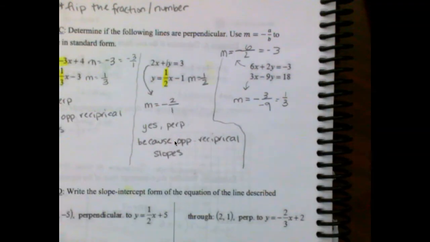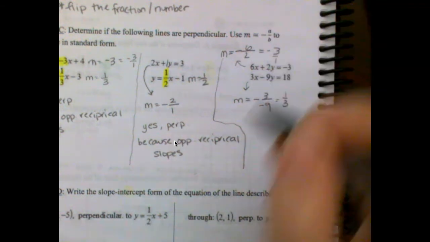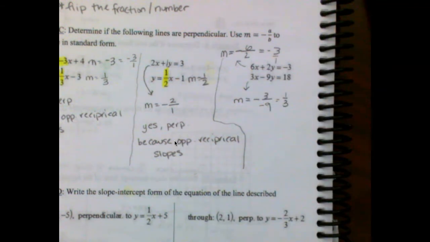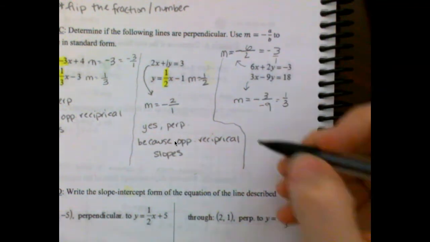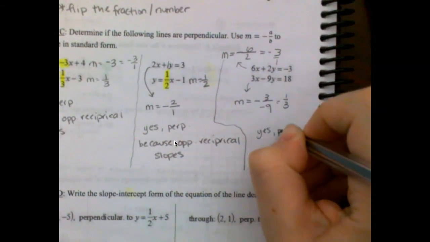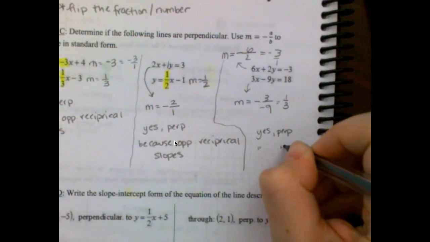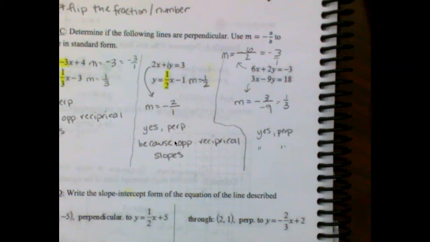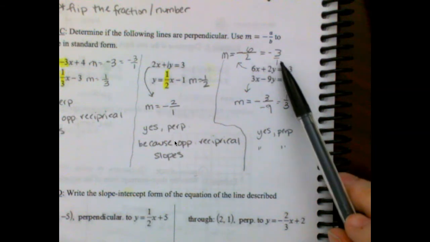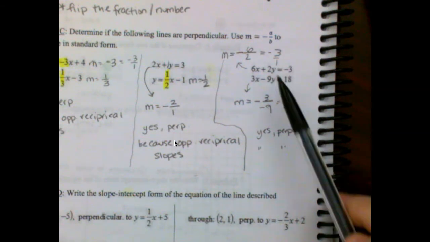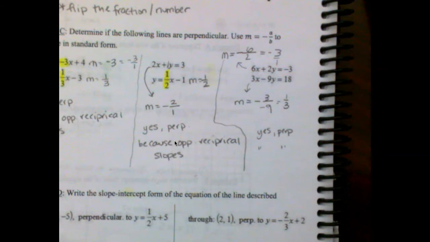So are these opposite reciprocals? Yes, because this has a little invisible 1 under there. Negative and positive, one's 3/1, one's 1/3. So yes, they are perpendicular for the same reasons. An example of something that wouldn't be perpendicular would be like if I got a slope of 3 and a slope of 1/3 where this was positive. Well, yeah, the fractions flipped, but they're the same sign. They can't be the same sign, so that would be not perpendicular. And you'll see examples like that in the practice.